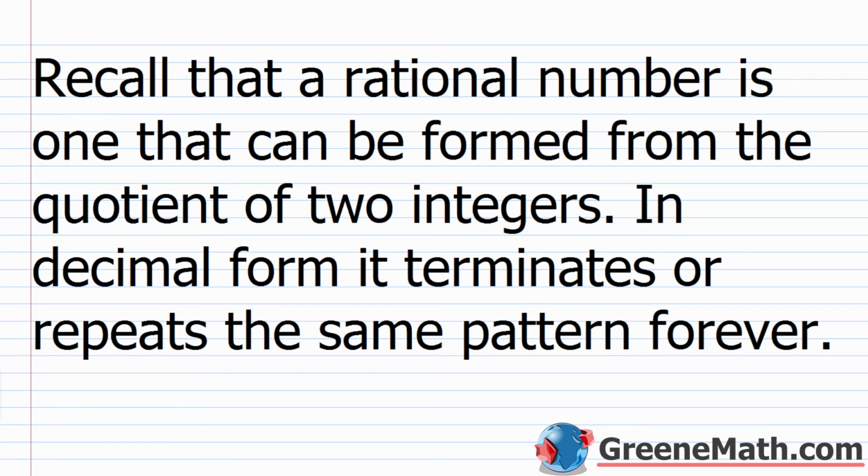All right, let's talk a little bit more about rational numbers and irrational numbers, which we've kind of covered before, but I want to make sure that you have a strong foundation in this before we get to Algebra 2 and we really start knocking some numbers around. So I want you to recall that a rational number is one that can be formed from the quotient of two integers. In decimal form, it's going to terminate, or it's going to repeat the same pattern forever.